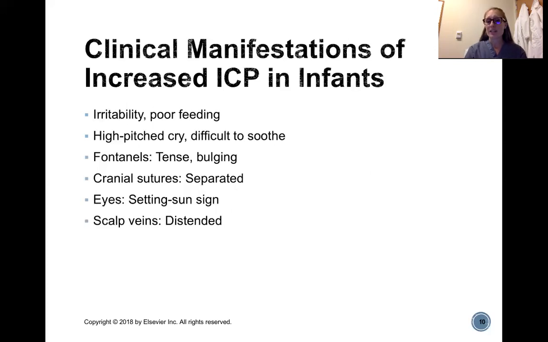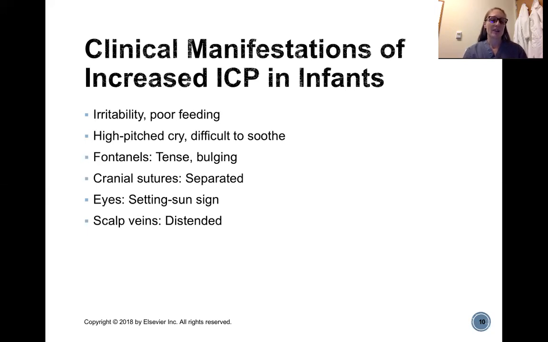There's a great box in your book, 46.1, which gives you the clinical manifestations of increased intracranial pressure in infants, because these little ones are not going to be able to obviously communicate where they are, what time it is, what day it is, any of those types of level of consciousness questions that we would typically ask. So take a look at that box.